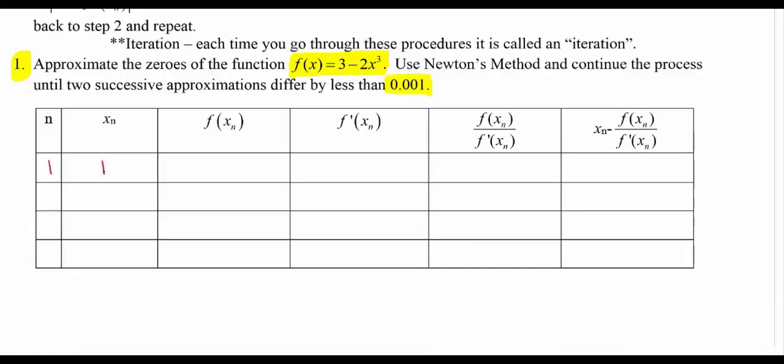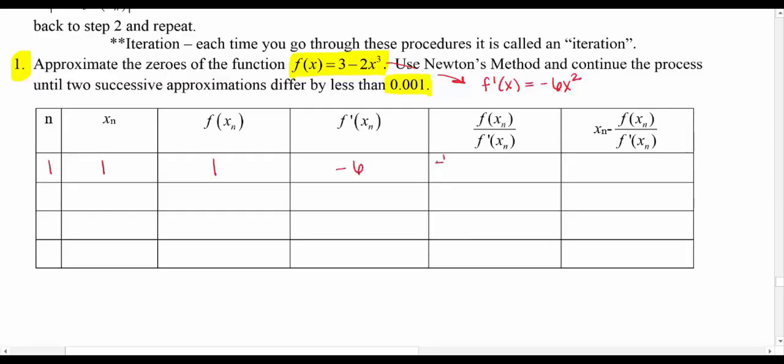If you would like to do these calculations on your own, that's fine. I'll do them first on my own for this first row, and then from here I'm going to let my table sort of help me out. So f of 1 would be 3 minus 2, so that's going to be 1. But I do need an f prime. So f prime of x, the derivative of 3 would be 0, so negative 6x squared. And so if I put x equals 1 in there, I get negative 6.